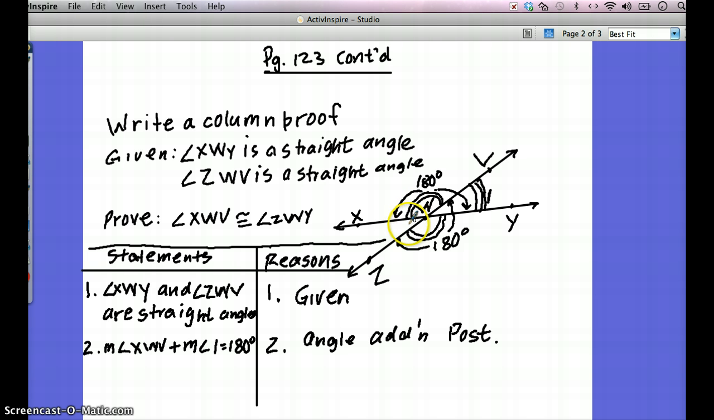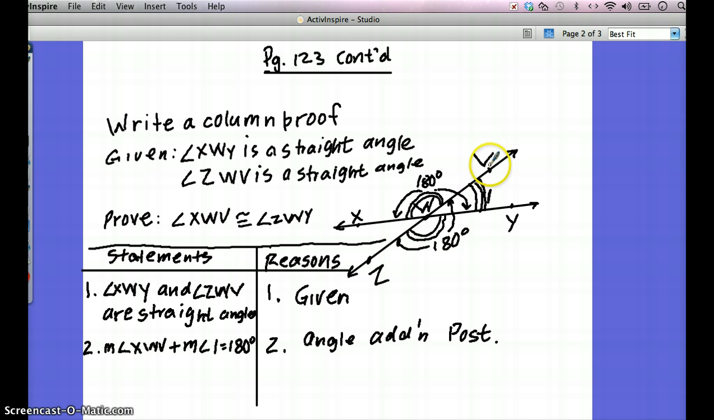We could also say that these are linear pairs, that the angle XWV and angle 1 form a linear pair. So we could say a linear pair of angles are supplementary. Either way, we could go with that one.